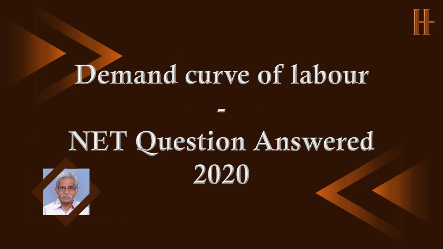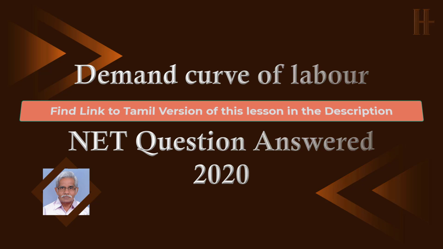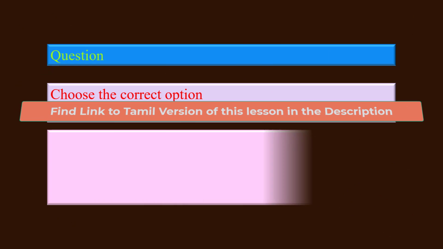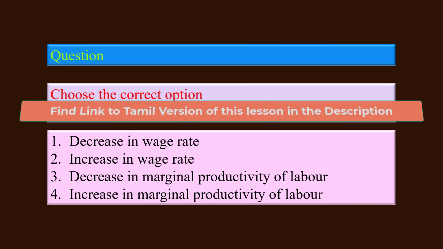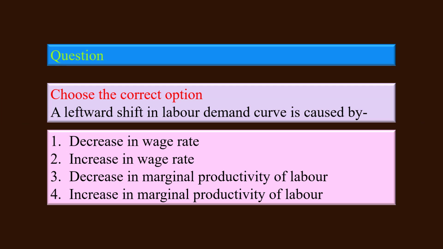In this tutorial, we shall try to find the answer for the following question. This question appeared in the NET examination 2020. Question: choose the correct option. A leftward shift in the labor demand curve is caused by 1.